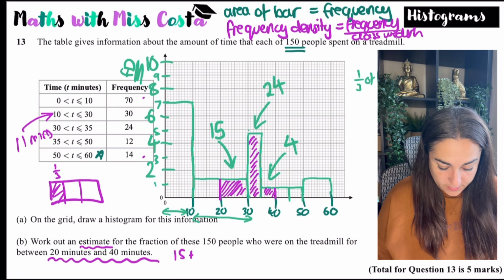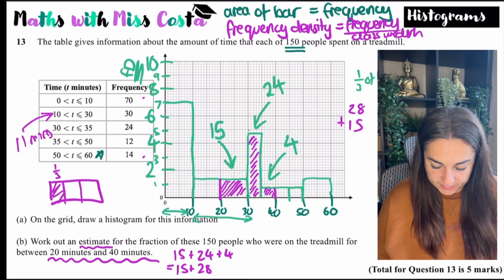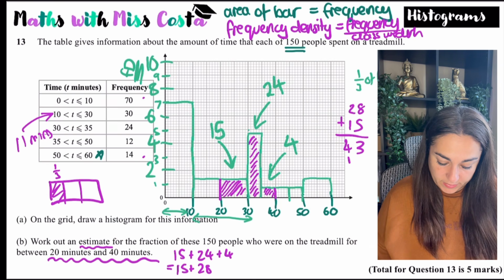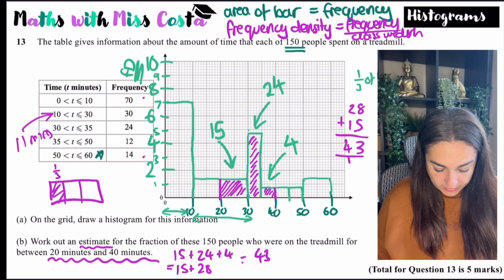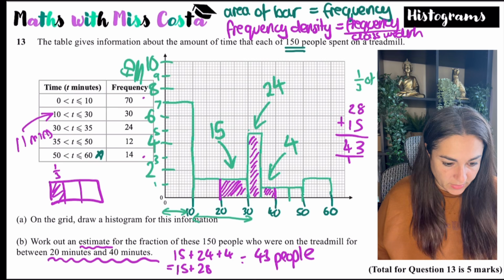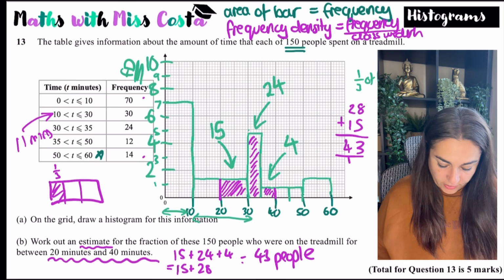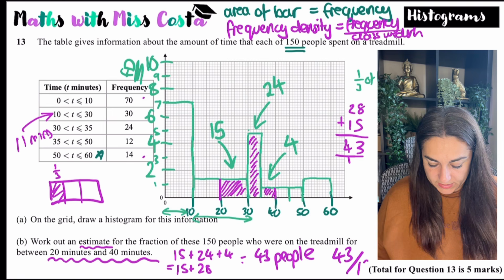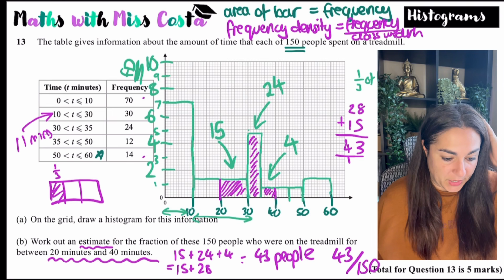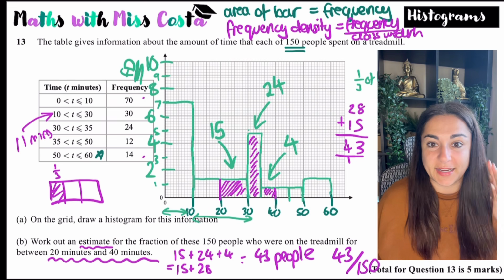So 15 plus 24 plus 4 is the same as 15 plus 28. Let's just quickly do 28 plus 15. 8 plus 5 is 13, and 2 plus 1 is 3, plus 1 is 4. So that's 43 people. It says work out an estimate for the fraction of these 150 people, so you just say 43 out of 150. So yeah, that's pretty much histograms in a nutshell.